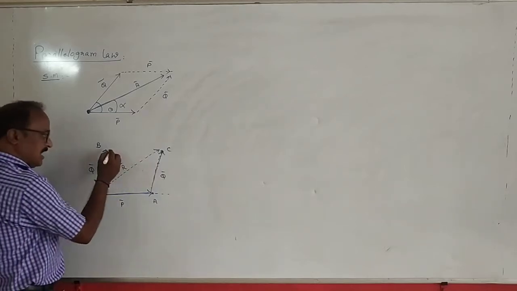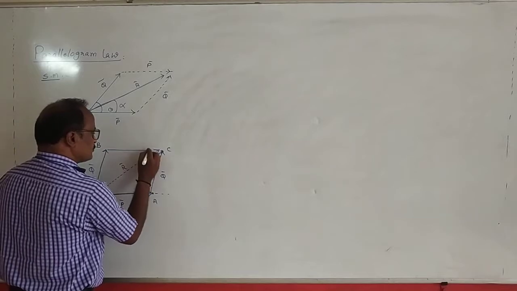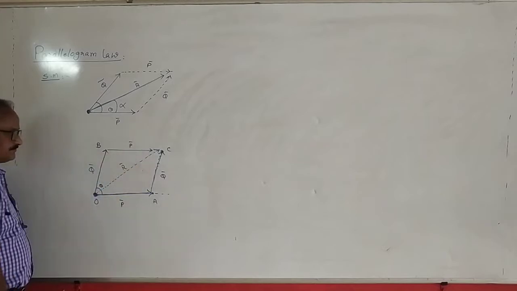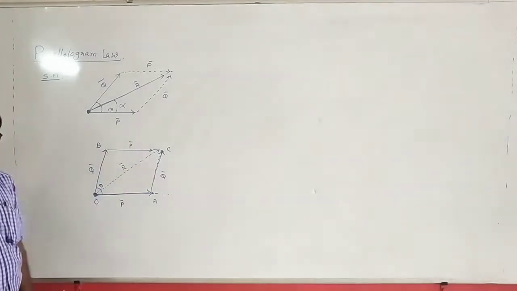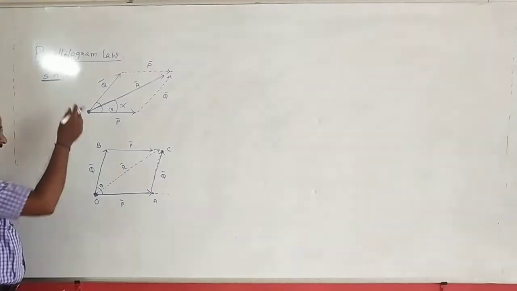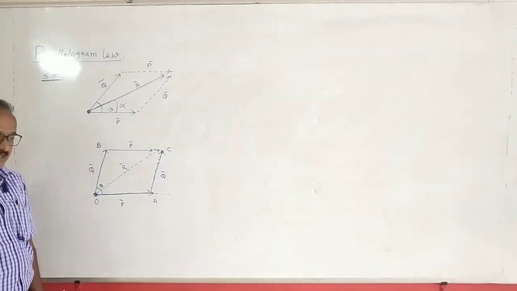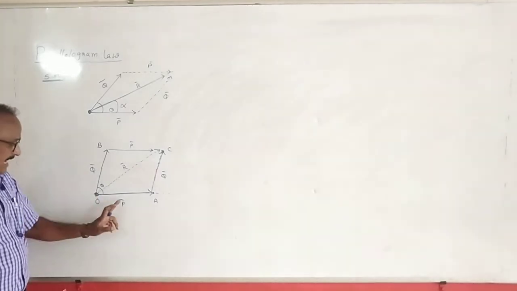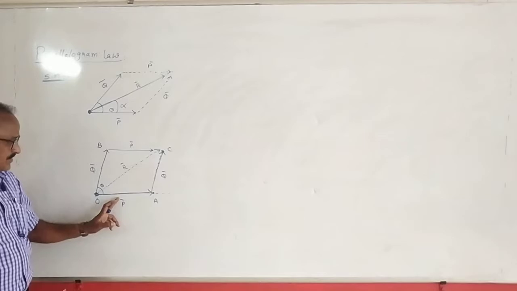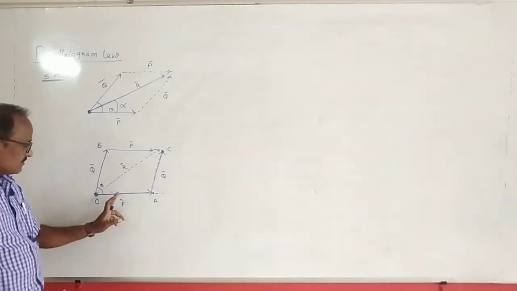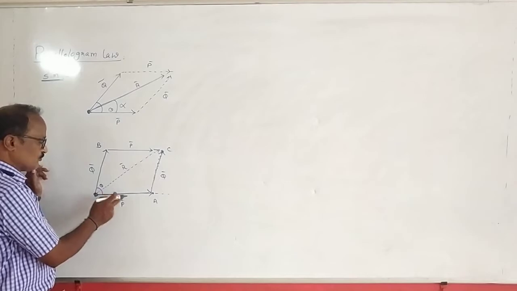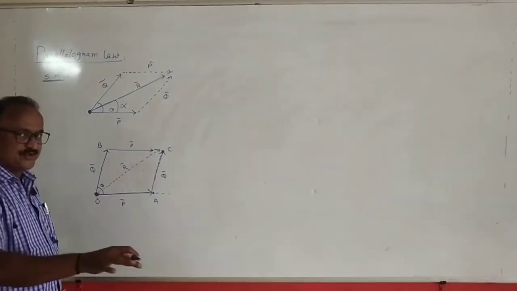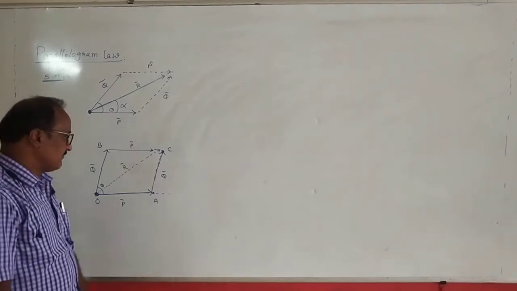Also, here let us join B to C. BC bar is also equivalent to OA bar. That's why the statement of parallelogram law can be defined once again. If any two vectors are acting at one point simultaneously and these vectors are represented by the adjacent sides of a parallelogram, then the resultant of these two vectors should be equivalent to the diagonal drawn from the same point both in magnitude and direction. That is the statement for parallelogram law.